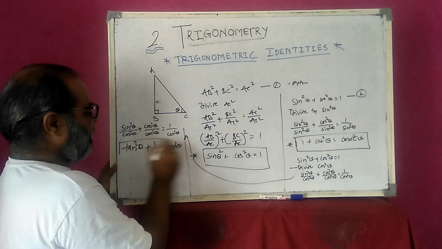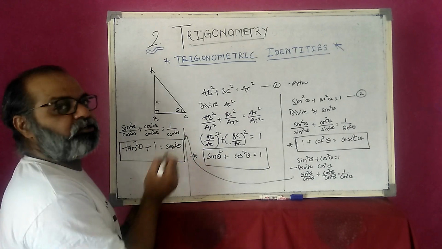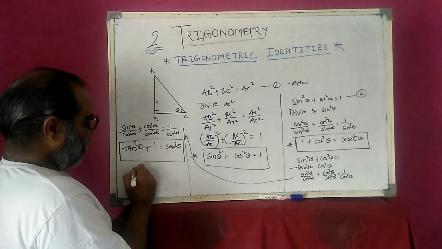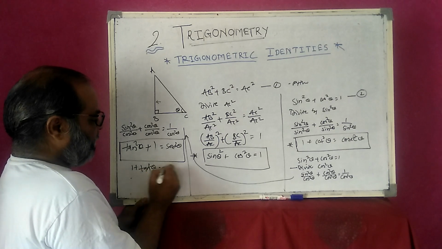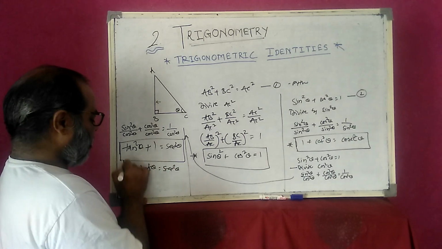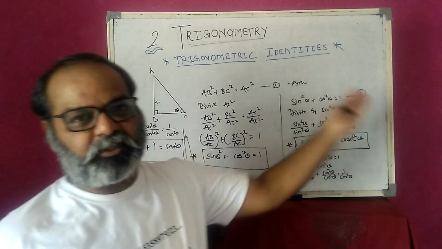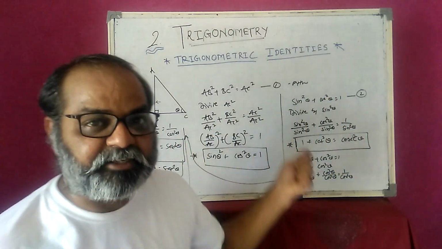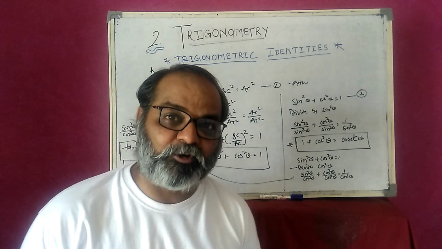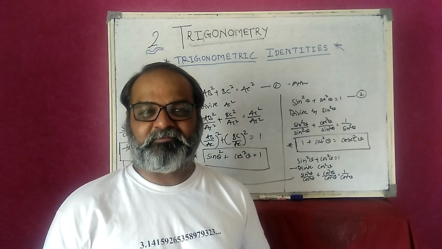So our next identity: tan square theta plus 1 is equal to sec square theta, or 1 plus tan square theta is equal to sec square theta. Okay. So in the same formation we get 1 plus cot square theta is equal to cosec square theta, 1 plus tan square theta is equal to sec square theta, and sin square theta plus cos square theta is equal to 1.